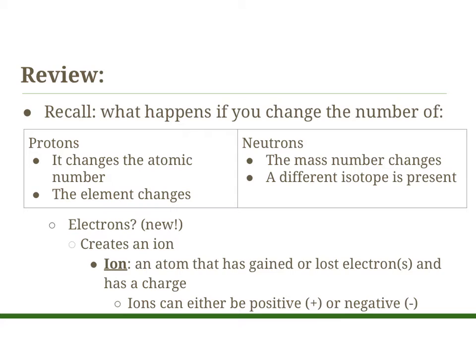Now, the new thing that we need to focus on today is what happens when we change the number of electrons around the nucleus, or outside the nucleus of the atom. We create a new structure called an ion. An ion is an atom that has gained or lost electrons and has a charge. Because it can either gain or lose electrons, the charge can be positive or negative, and it depends on what happens to the atom itself.